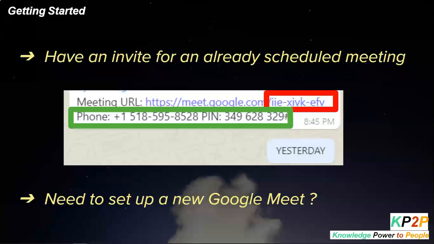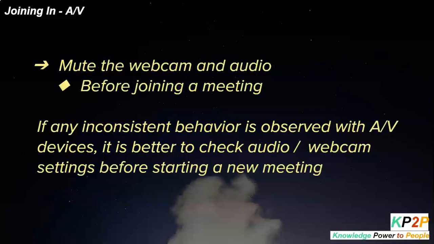To attend a video session for an already scheduled meeting or to start a new Google Meet, let's go to meet.google.com. Of course, do remember while going in to mute the webcam and the audio before joining a meeting. That's a standard norm. And if any inconsistent behavior is observed with audio-visual devices, it is always better to check audio and webcam settings before starting a new meeting. And this can be done within Google Meet.